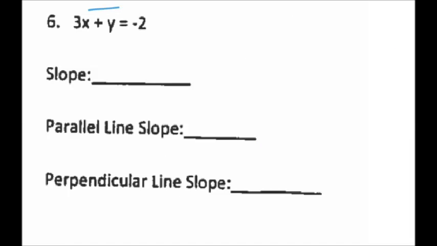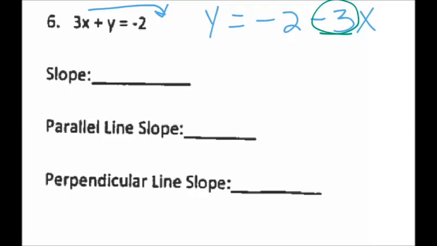On this one, you're going to have to move your 3x, and that gives you y is equal to -2 minus 3x. It is minus 3x because when you cross the equal sign, you have to change it to the opposite. So now we're going to look in front of x. Notice that it wasn't at the beginning, it was at the end. You're only concerned about the fact that it is with x. So your slope of this line is -3.